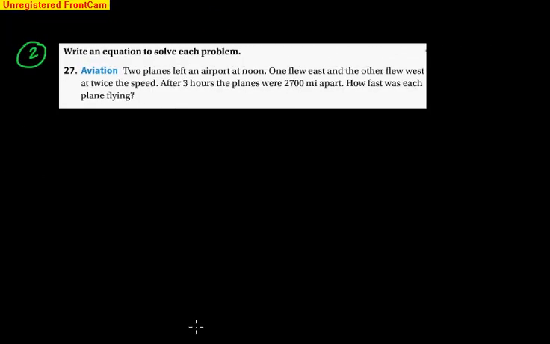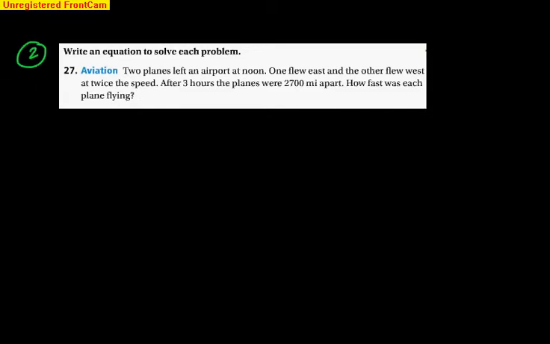Alright, next one, problem 2. Here we go. Write an equation to solve each problem. Aviation, 2 airplanes left an airport at noon. One flew east and the other flew west at twice the speed. After 3 hours, the planes were 2,700 miles apart. How fast was each plane flying?